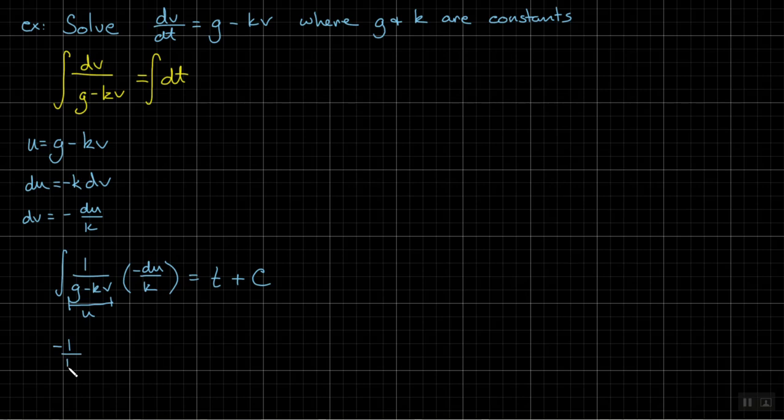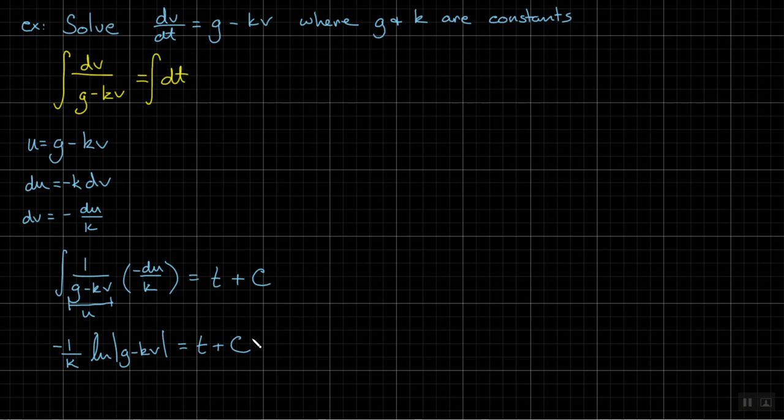Negative 1/k. And then, do you want me to write the integral symbol again with the u in it, or can we just do the integral? Okay, what's the integral of 1 over u? And u this whole time was g minus kv? Equals t plus C. Now, we have done, I would say, the calculus part of this.